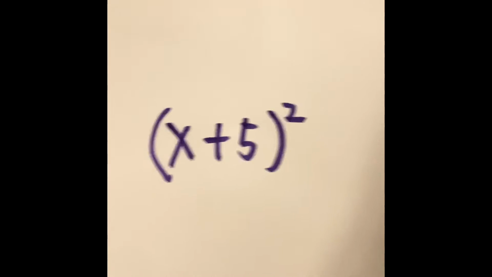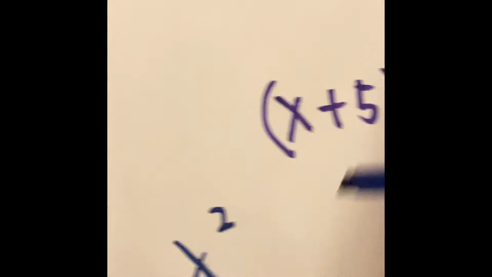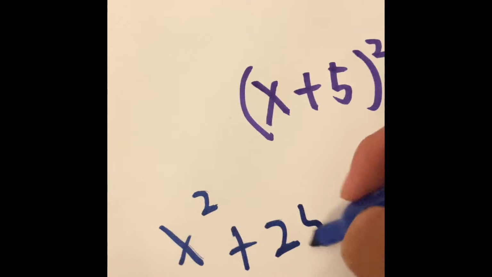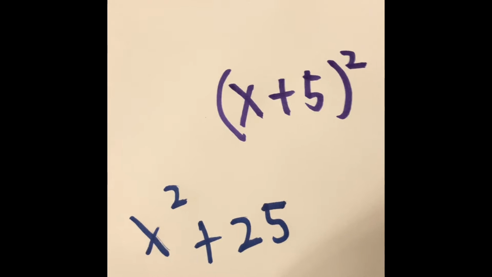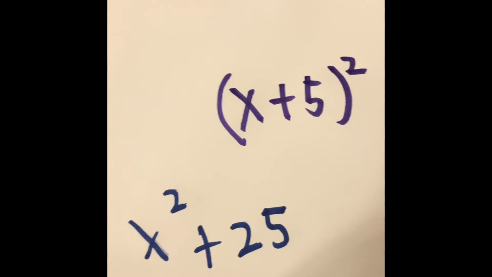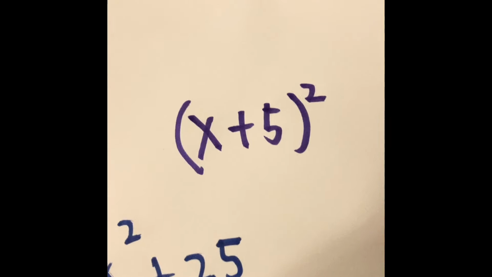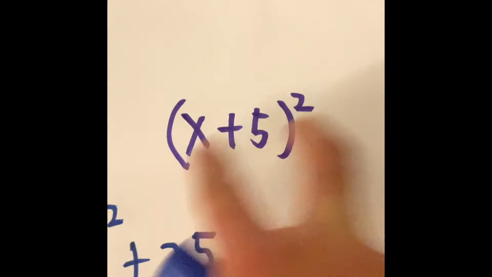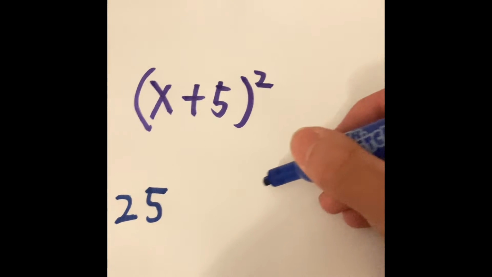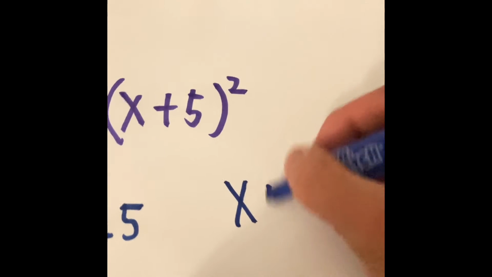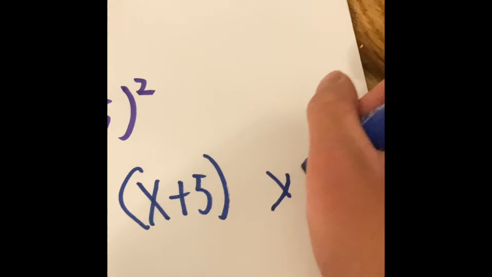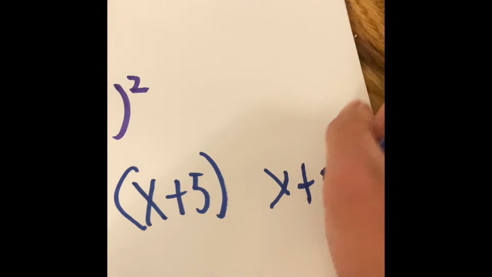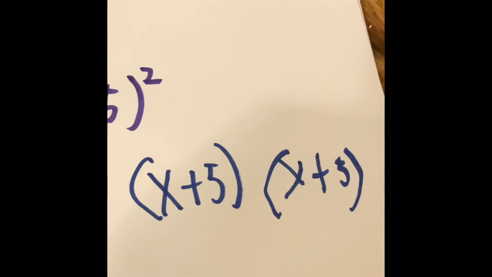You might be thinking, oh, could I just write x squared plus 25? Well, that's actually inaccurate, and it gets the question wrong. What the parentheses mean is we actually have to make a duplicate of x plus 5, another x plus 5 in parentheses, and we'll have to multiply them.